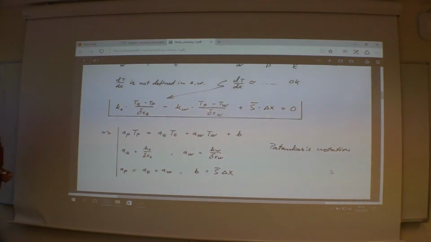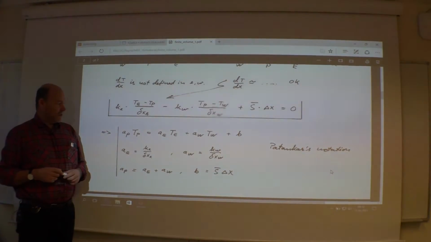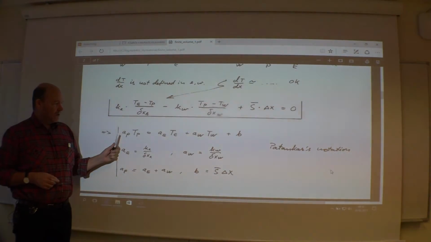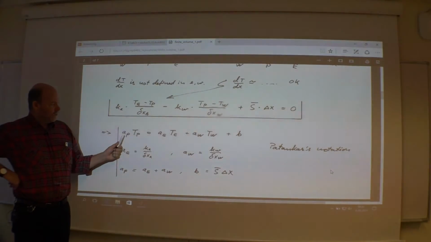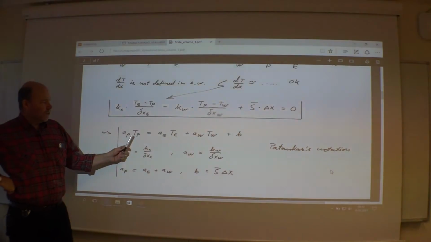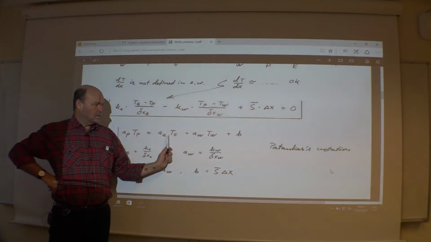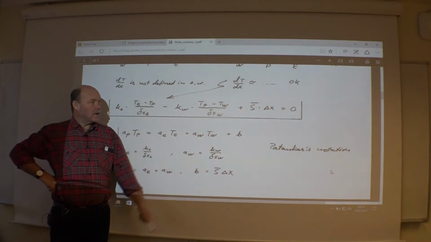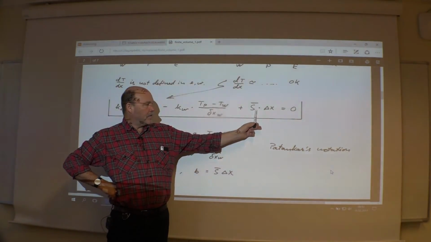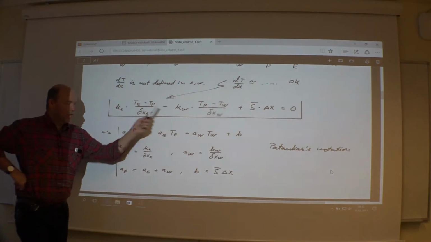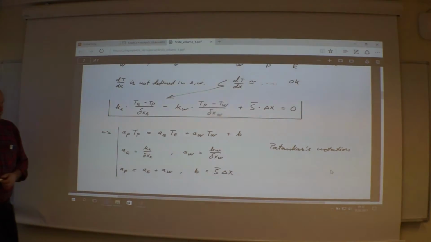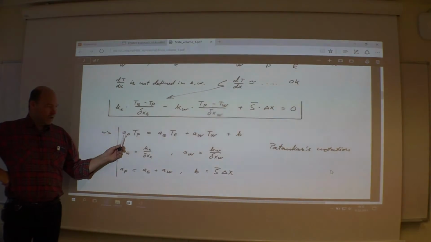Patankar always looks at the algebraic equation system in this form. You have the coefficient for the center point unknown equals, and then all the neighbors. And then you might even have a constant term coming from this guy, for instance, depending on your equation system, of course. So this will now be our job: how to find a solution for such an algebraic equation system.